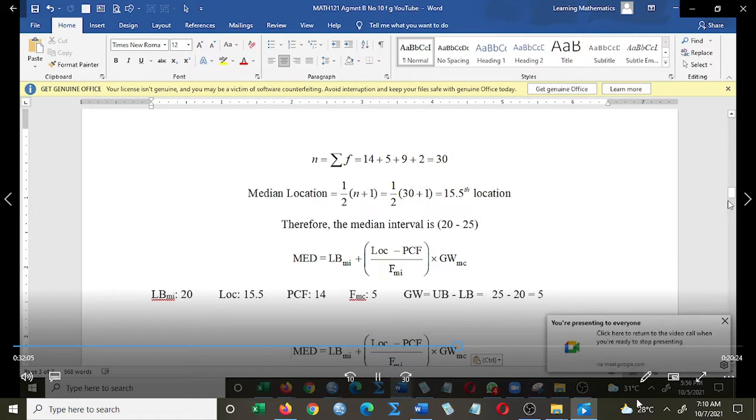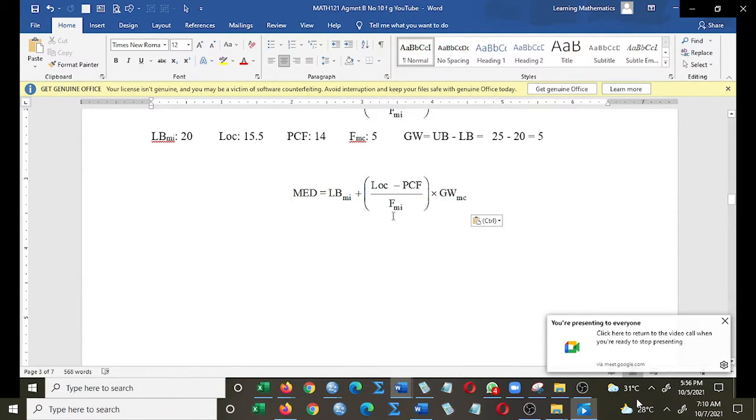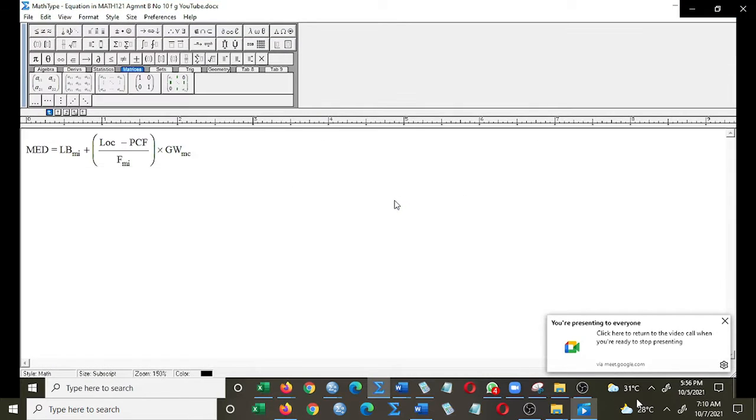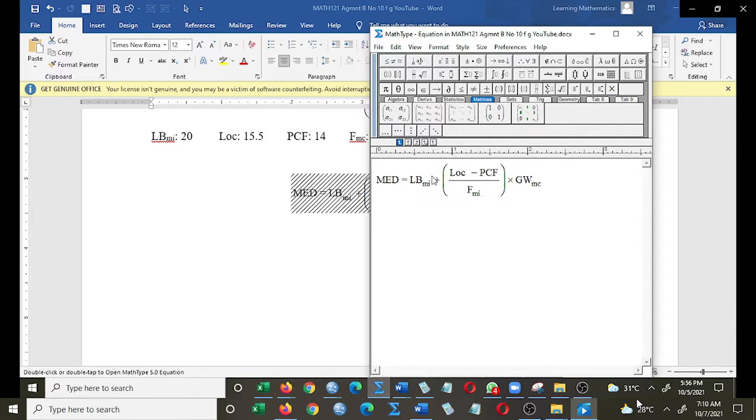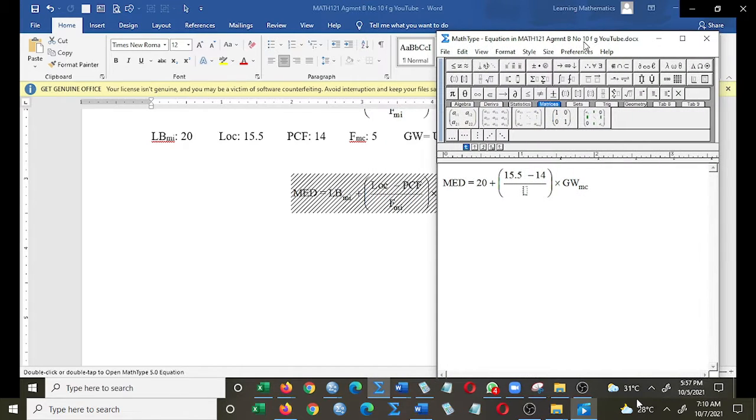Right, so therefore now, let's substitute into the formula. So here we have the lower boundary of the median interval or median class, we put 20. The location is 15.5. The previous cumulative frequency is 14. The frequency of the median interval is 5. The group width is also 5.